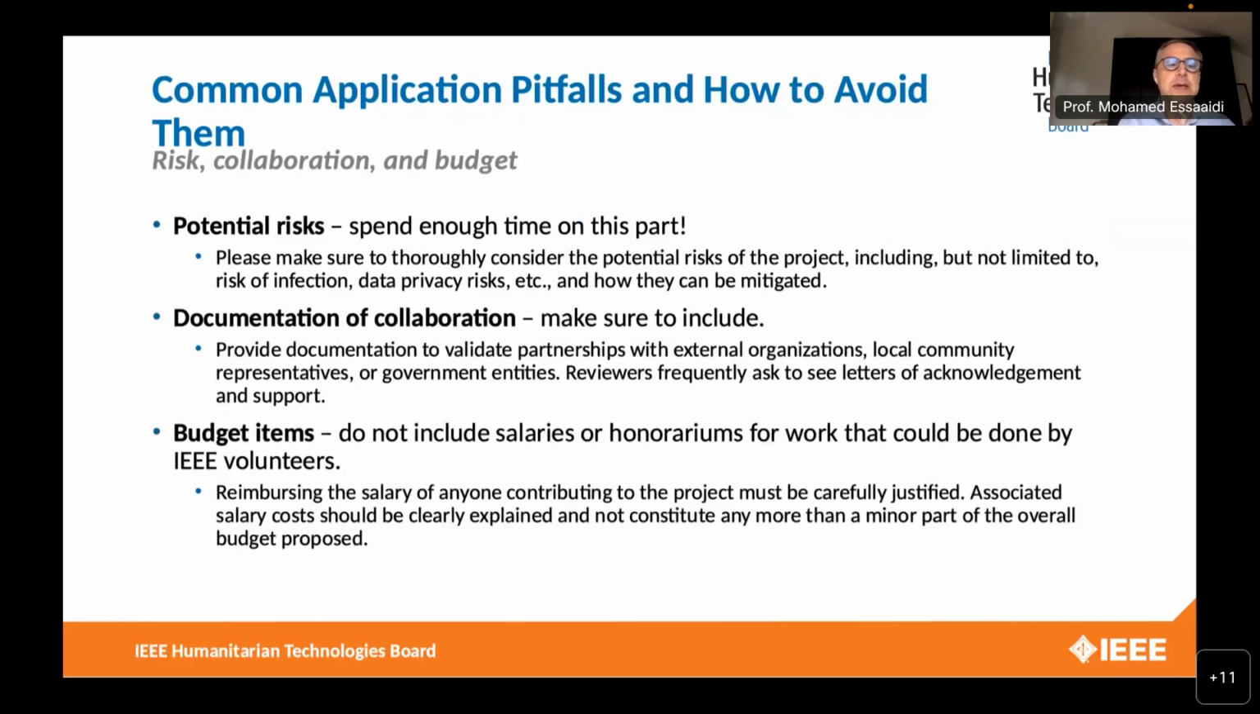We have also here other aspects like potential risks, so we should spend enough time on this part to identify the potential risks we can have within our project. Documentation of collaboration: we have to make sure to include the documentation of all collaboration and partnerships we have in the framework of the proposed project. And we should not include salaries or honorariums for work that could be done by IEEE volunteers in the budget items.